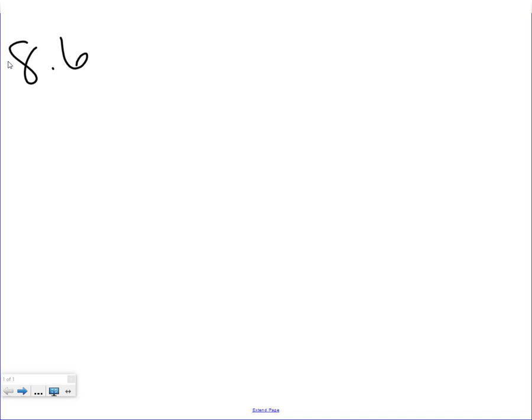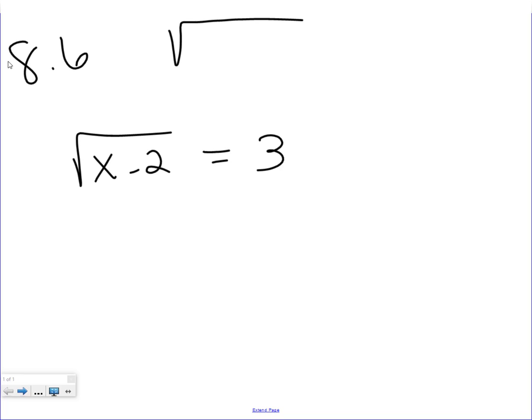We're solving equations that have radicals in them. When I say a radical, I mean a square root bar. Let's look at our first example: the square root of x minus 2 equals 3. Notice that everything on the left is under the square root bar, and everything on the right is free from that bar. It's not attached or underneath it. This is how you need to have all of them set up for this to work.